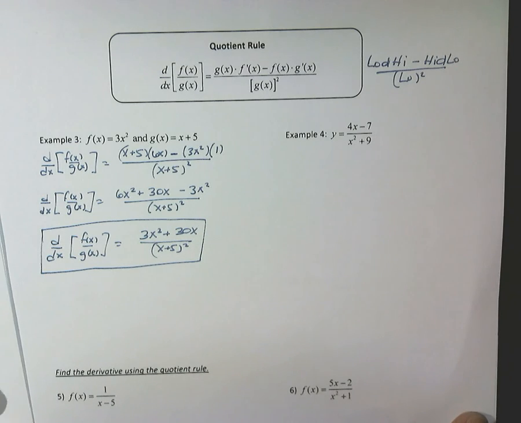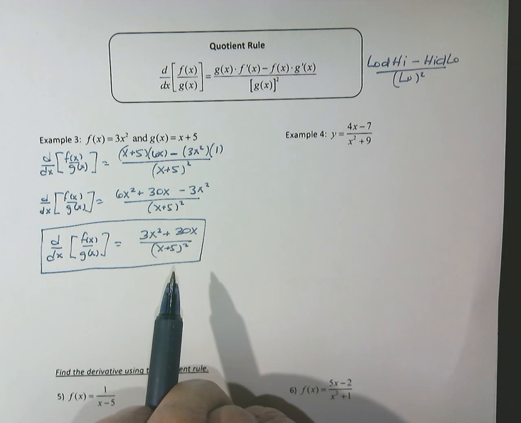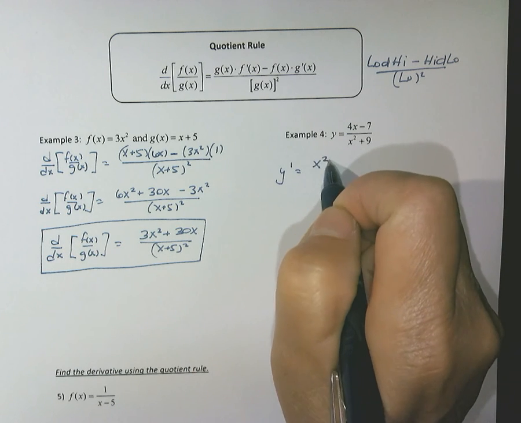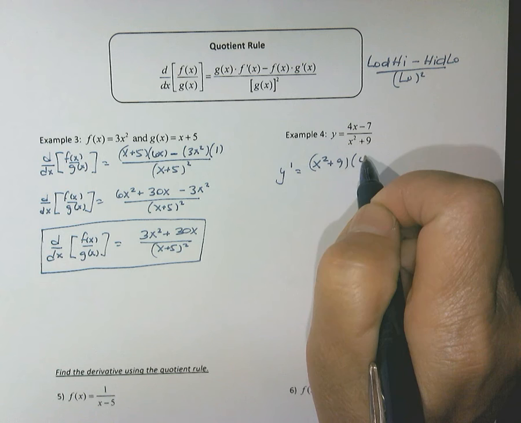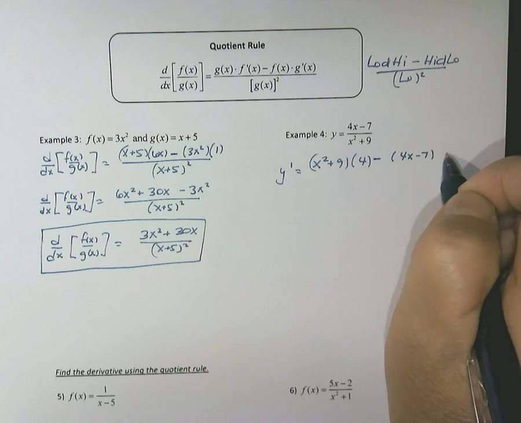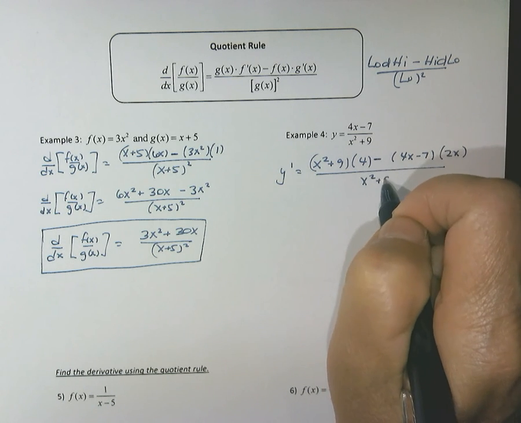My next example, example 4, and the reason this is example 4 is because this is coming off of the product rule sheet. I used to put these all together. This year I split them up. So I've got a quotient, 4x minus 7 over x squared plus 9. So my derivative: x squared plus 9 times 4 minus 4x minus 7 times the derivative, so 2x, over x squared plus 9 squared.